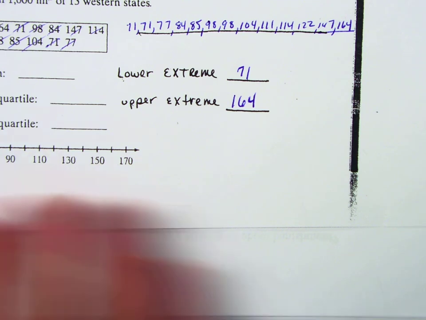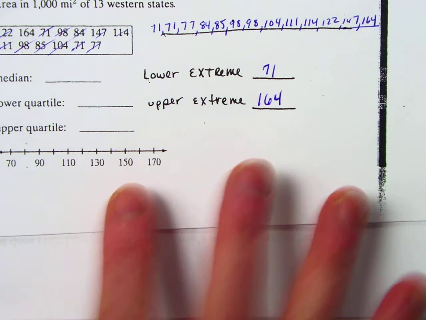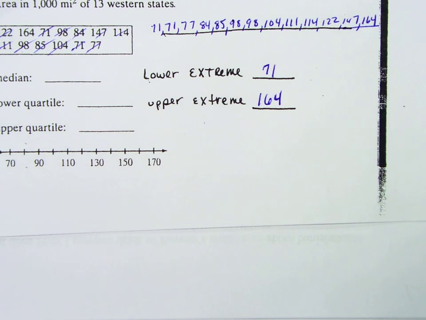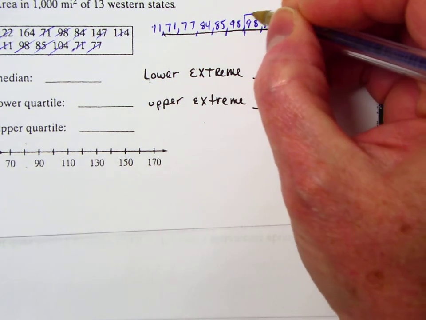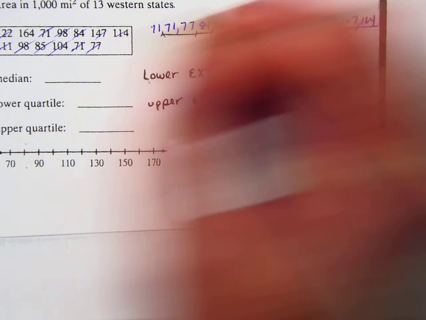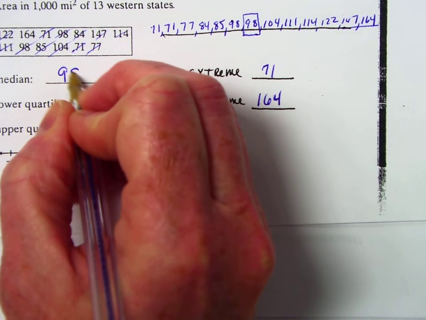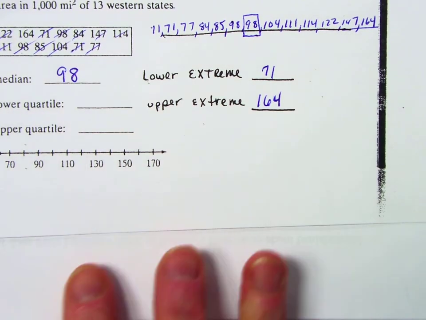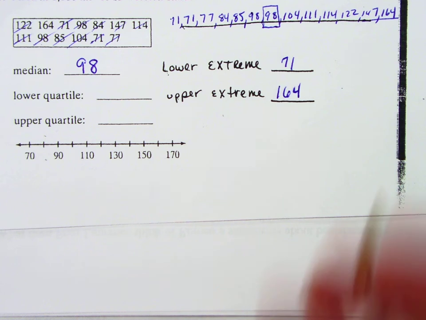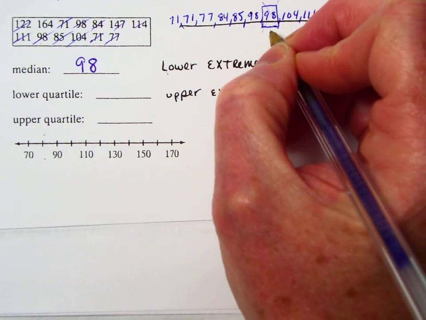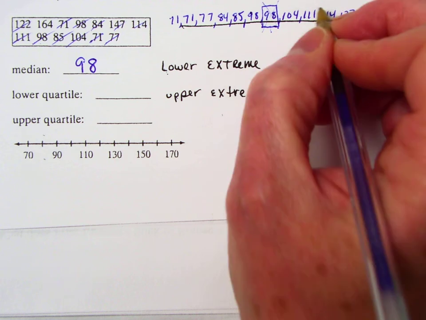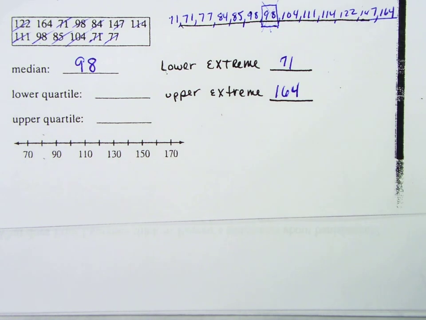Now, the median. Okay, if there were 13 items, we should have a for real middle. Is it the first 98 or the second 98? It will matter. Okay, so this 98 right here represents the median. I now have to find the lower quartile. I used this 98. It was the middle. I can't include him in the lower half or the upper half. He's out of play at this point.